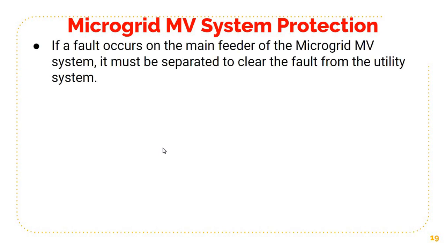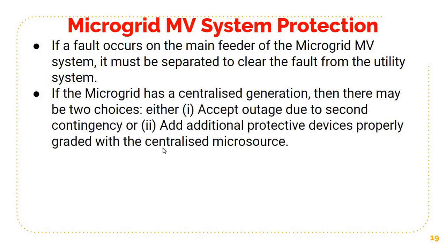If a fault occurs on the main feeder of the microgrid MV system, it may be separated to clear the fault from the utility system. So immediately we will disconnect the utility. If the microgrid has a centralized generation, that is, the generation is not distributed, everything is centralized, then you have 2 choices. Number 1, accept outage due to second contingency, or 2, add additional protective devices properly graded with the centralized micro sources.